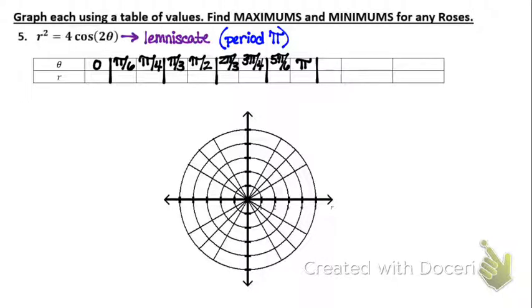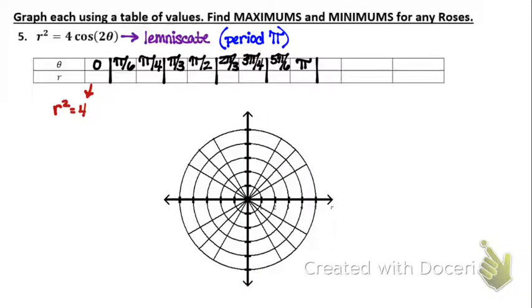So what is it that's special about the lemniscates that you can recognize them right at the beginning? The r squared. So as we substitute in values, we're going to find r squared. How many output values will we get for each theta? 2, because we're going to have to take the square root. So we'll have both the positive and the negative.